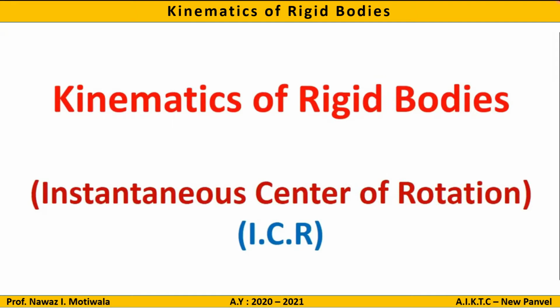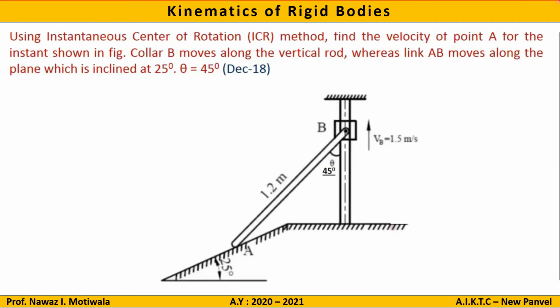The next problem is: using the instantaneous center of rotation method, find the velocity of point A for the instant shown in the figure. Collar B moves along the vertical rod whereas link AB moves along the plane which is inclined at 25 degrees. We have to take the value of theta as 45 degrees. As this theta is given to us as 45, I have written here 45 degrees in place of theta. And this problem was asked in December 2018 examinations.